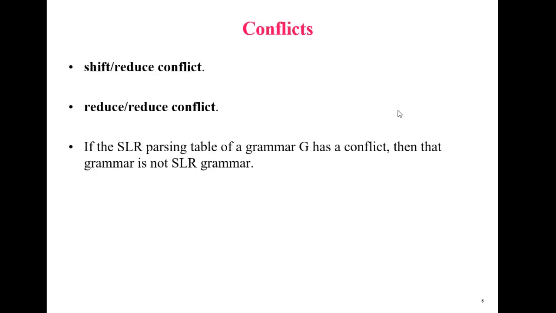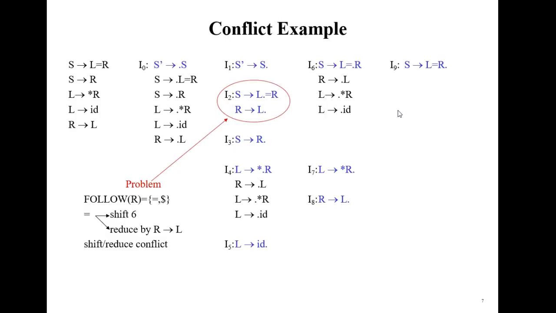There are two types of conflicts. The first conflict is shift-reduce conflict. Second conflict is reduce-reduce conflict. If we have any of these conflicts in the parsing table, especially in SLR parsing table, then we would say that grammar is not SLR1 grammar. Then we have to compute CLR parsing table for that grammar.